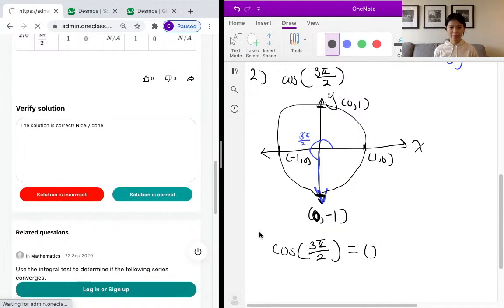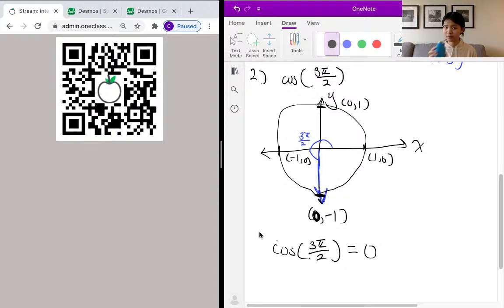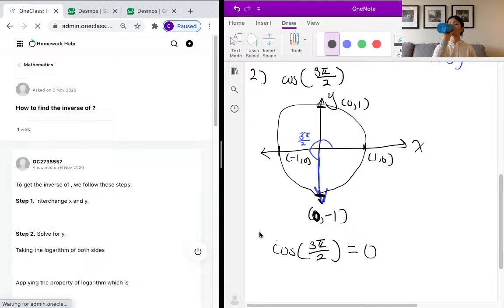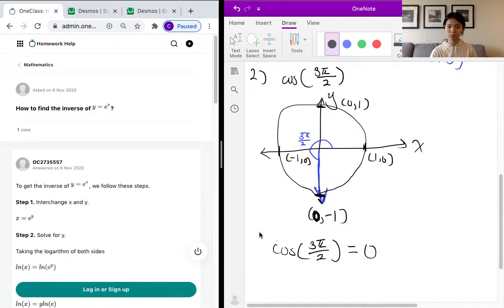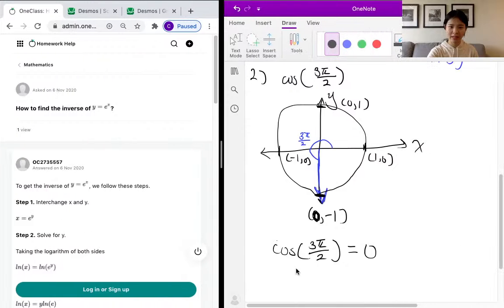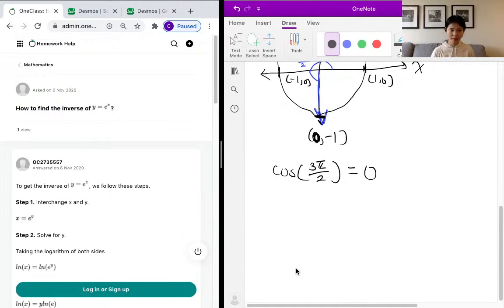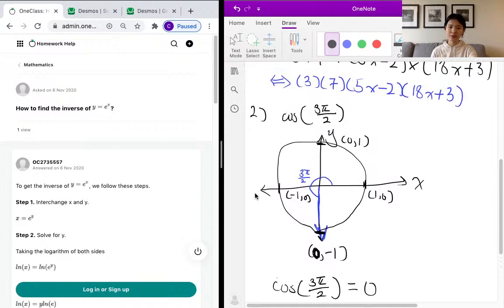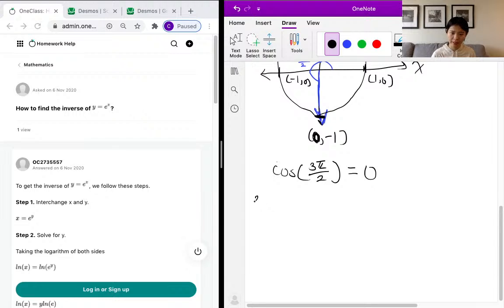Now let's move on to our third problem. Alrighty, our third problem asks us, how should we find the inverse of y equals e^x? There are actually two main ways of doing it. So it's asking us to find the inverse of y equals e to the power of x.